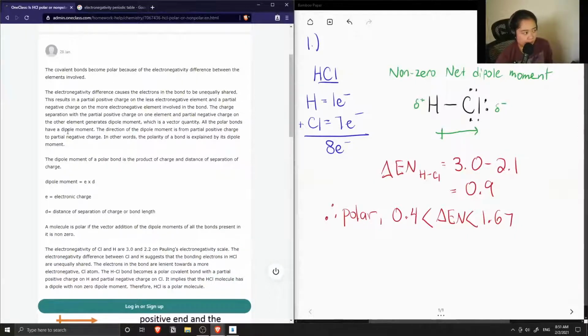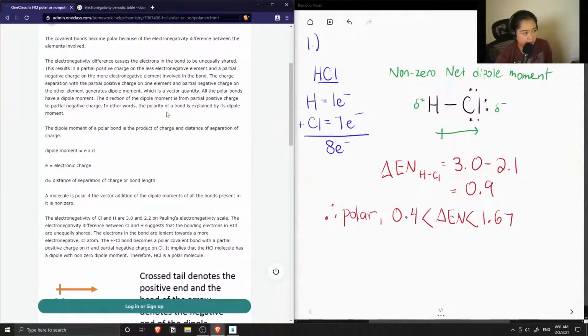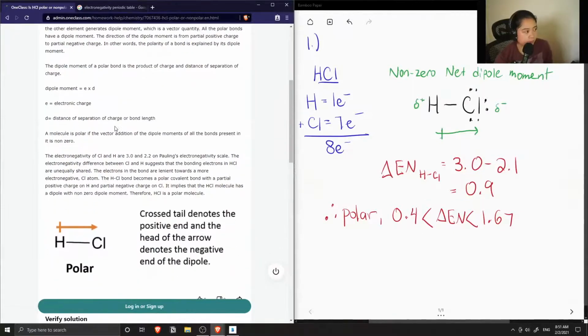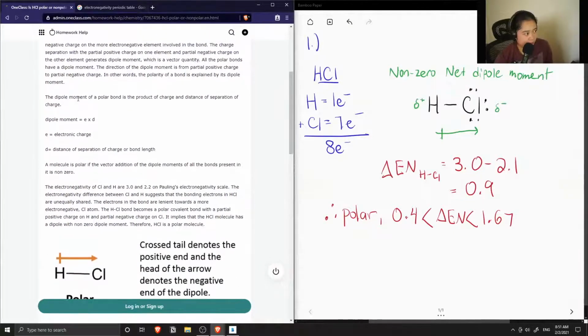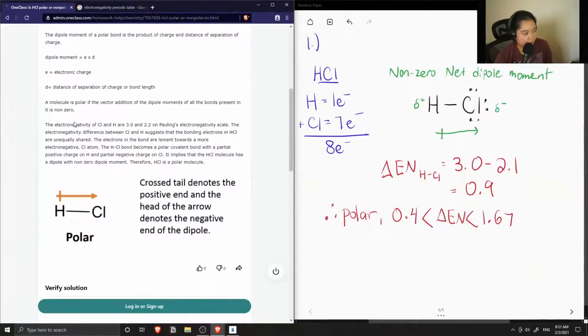All the polar bonds have a dipole moment, and the direction of the dipole moment is from the partial positive charge to the partial negative charge. In other words, the polarity of a bond is explained by its dipole moment. Okay, so they showed how to calculate dipole moment, which is the product of electronic charge and distance separation of the charge. A molecule is polar if the vector addition of the dipole moments of all the bonds present in it is non-zero.